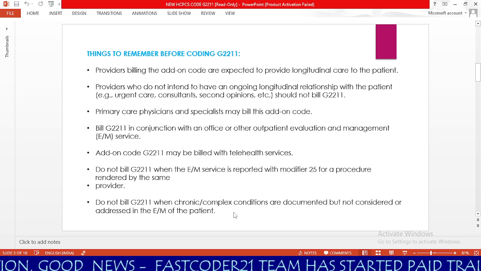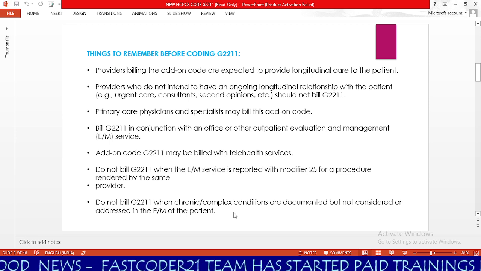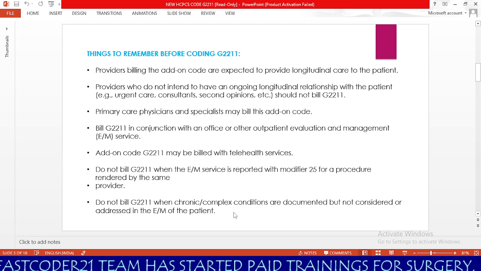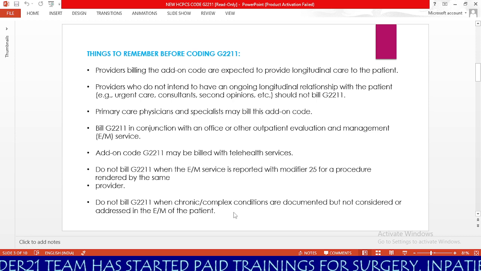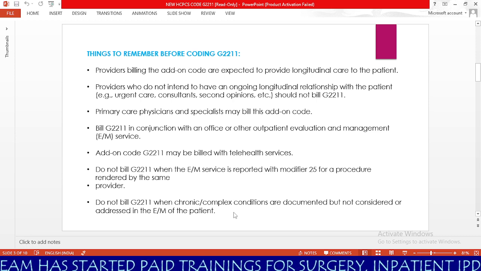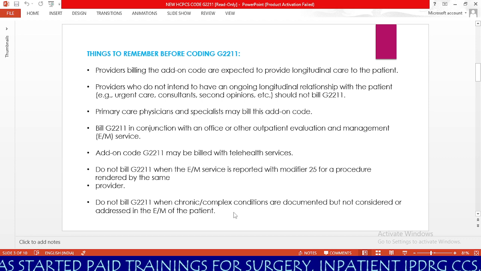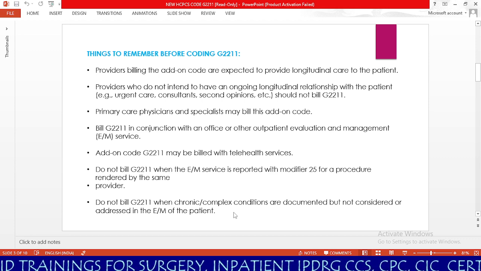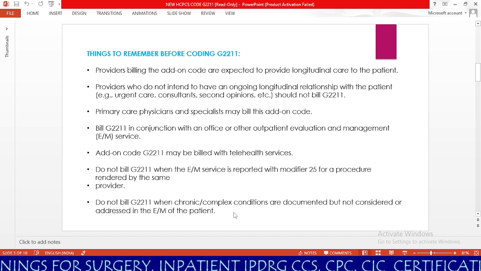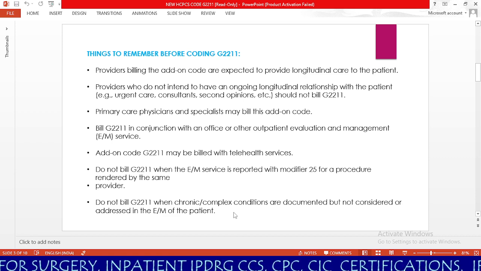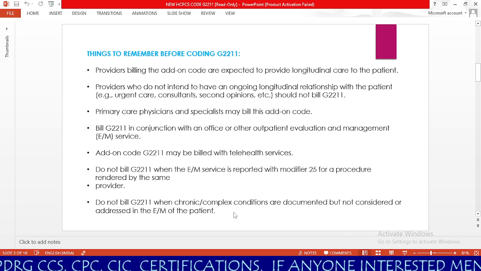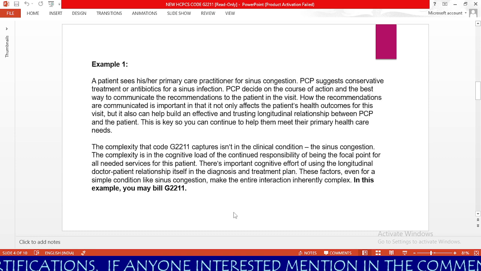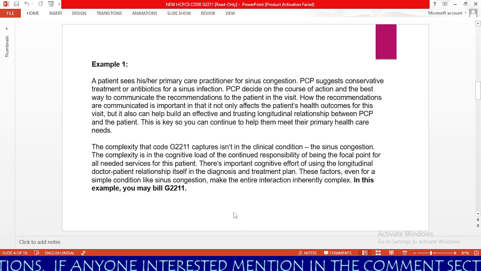Next guideline: do not bill G2211 when chronic or complex conditions are documented but not considered or addressed in the E&M of the patient. So in order to use G2211, we need to check the documentation to see whether the physician has addressed any type of chronic or complex condition during the E&M of the patient. If the physician addressed any type of chronic or complex condition, we can use G2211. Here we have a few examples, which we can learn now.